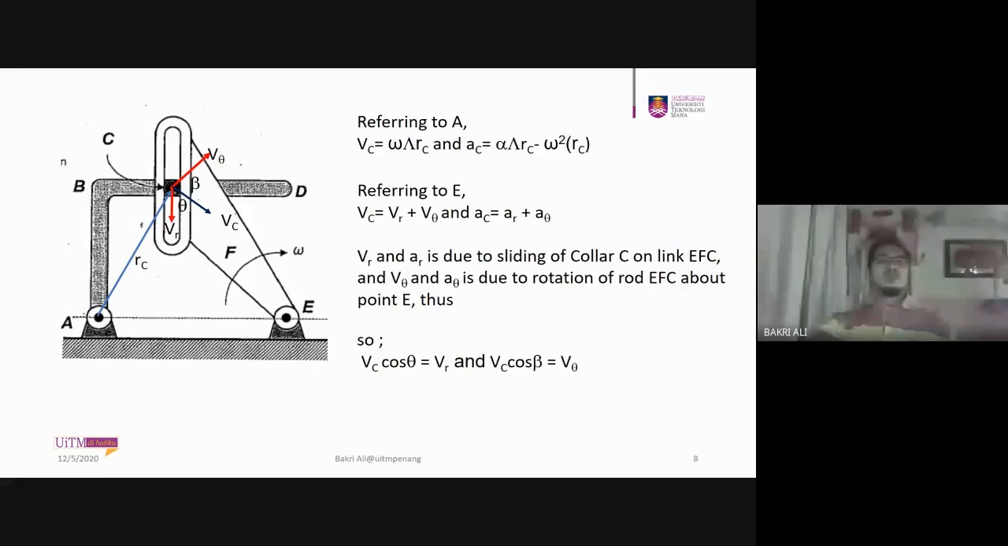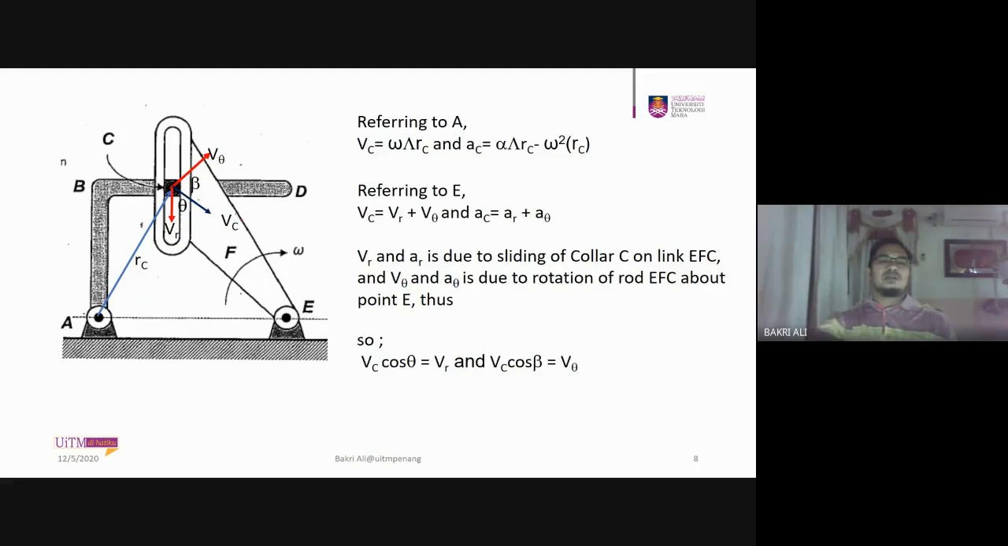So therefore, if we refer to point A, this ABD bar will produce the velocity of point C, VC, given by omega C cross RC. So RC from point A to point C, this is RC. And of course, AC given by alpha cross RC minus omega squared times RC. So this is the VC perpendicular to the radius. Okay, so we know the direction, but we don't know the magnitude.